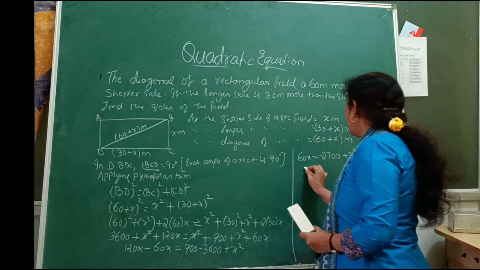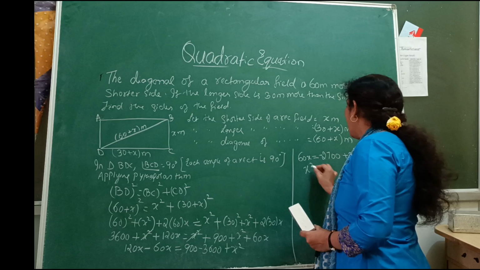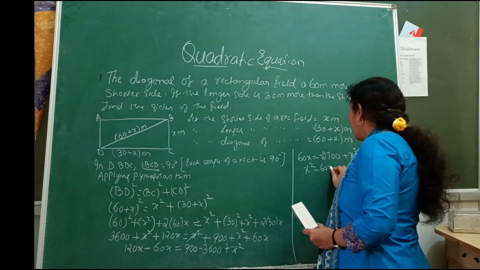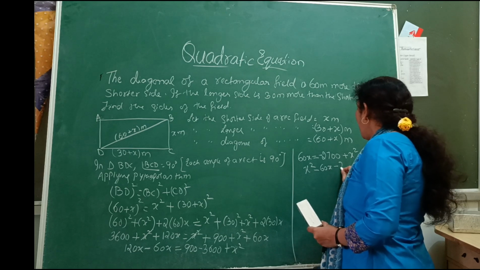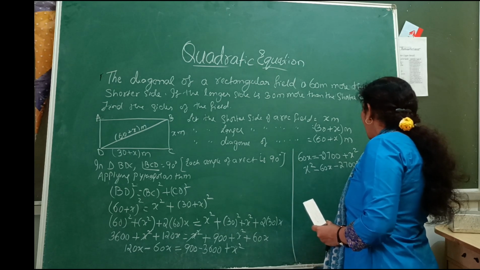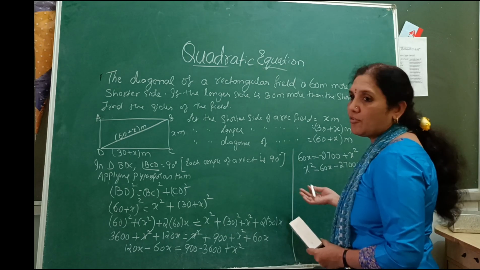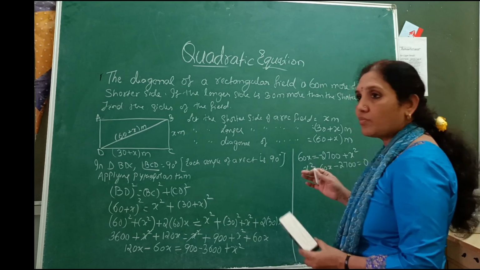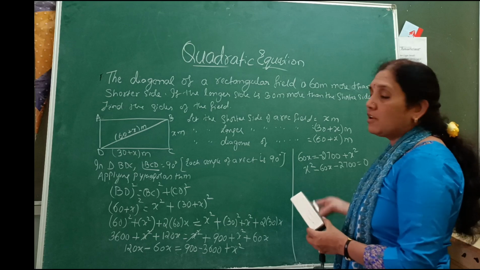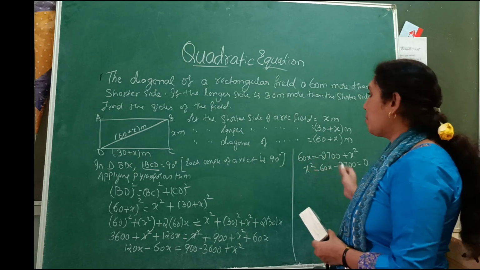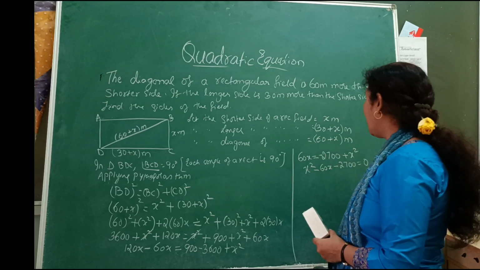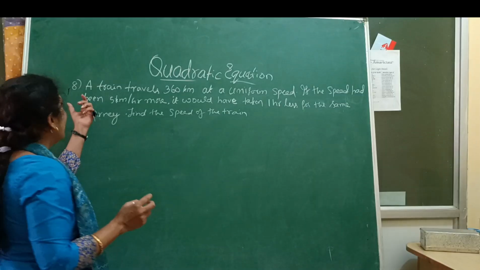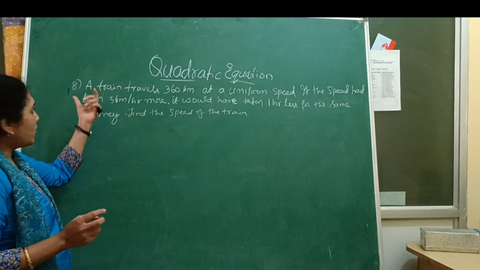Let me rearrange this. x square, bring 60x to this side, minus 60x, minus 2700 equal to 0. I think after this you will be able to solve the equation. Either you can use the factorization method, formula method, or completing the square method. Whichever method you use, you will get the answer.